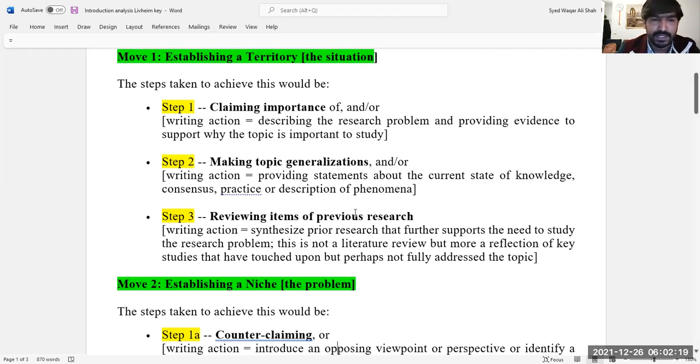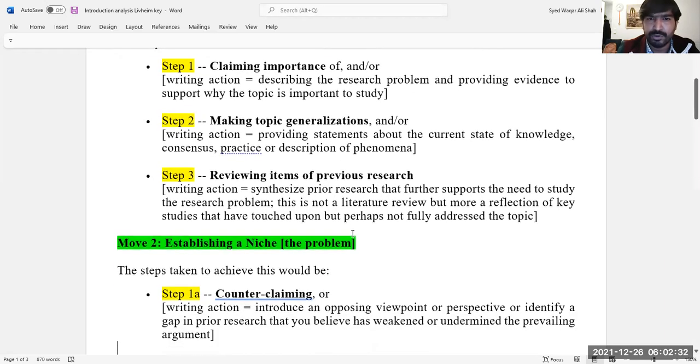Once this first move has been developed, that is territory or situation or background in simpler words, then comes establishing a niche. Niche is sometimes an ambiguous term. For example, most people think that niche is perhaps something similar to finding a gap, but actually a gap is just one part of the niche. Niche can be divided into two important concepts. Sometimes it is about identifying a gap and then continuing the research in the same field.